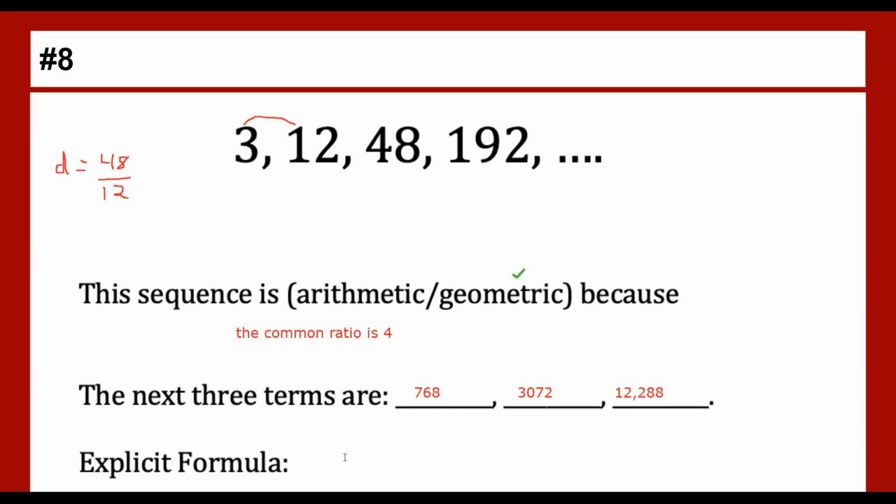So what's the explicit formula? Well, A of n, or A sub n, equals my first term, 3. I'm multiplying that times my common ratio, my bad up here. This should be a ratio, R, is equal to 4. And we're raising that to the n minus 1. That's my exponent.